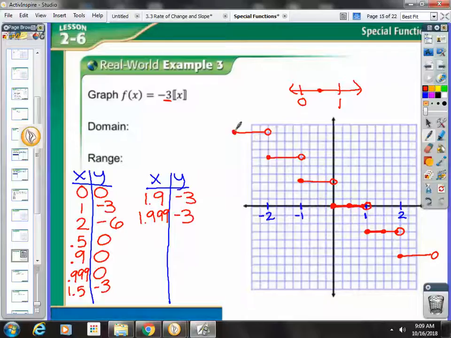Remember, our graph should pass the vertical line test. It needs to represent a function. If it doesn't pass the vertical line test, something is off. It has to be a function.